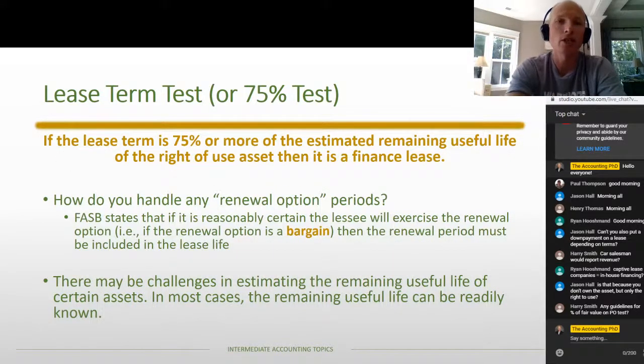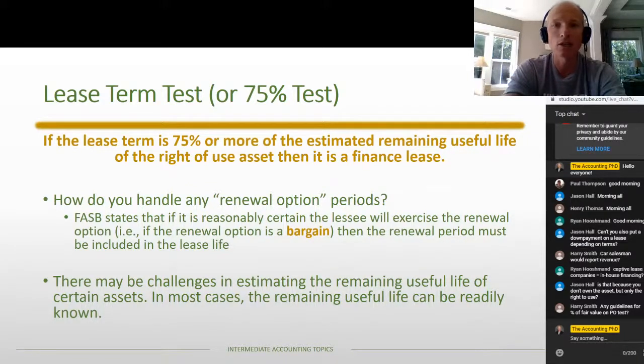All right, so the next test is what's called the lease term test. Sometimes it's known as the 75% test. If the lease term is 75% or more of the estimated remaining useful life of the right-of-use asset, then it should be treated as a finance lease. Let's say that the remaining useful life on an asset is 4 years, and I sign a lease term for 3 years. Well, in that case, I've reached this 75% test, and the guideline would suggest that that should be a finance lease. If, let's say, there's 10 years left, and I sign a 4-year lease, then this would not trigger a finance lease.